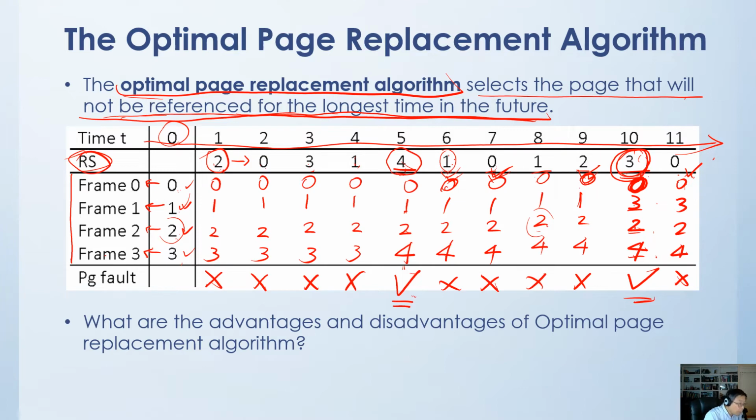However, there is actually a big negative thing about the optimal page replacement algorithm. Why? Because optimal page replacement requires the knowledge of future page references.